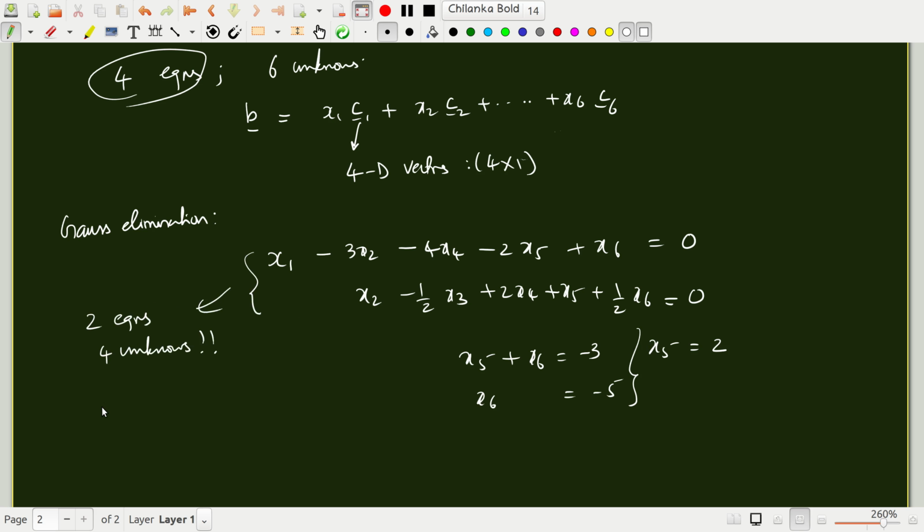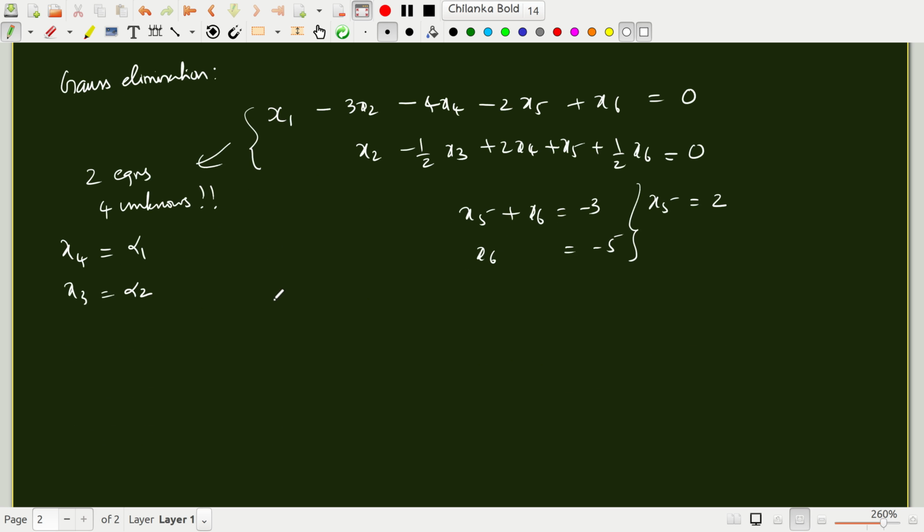So you cannot find all the unknowns uniquely. So you have to assume, let's say, x4 is alpha 1, x3 is alpha 2. Then you will find from the 2 equations what x2 and x1 are. x2 is half minus 2 alpha 1 minus half alpha 2, and x1 is 21 by 2 minus 2 alpha 1 minus 3 by 2 alpha 2. So you can find this.